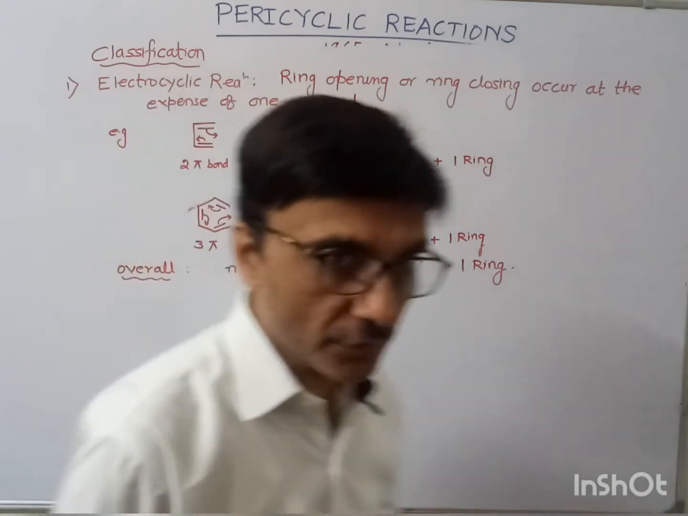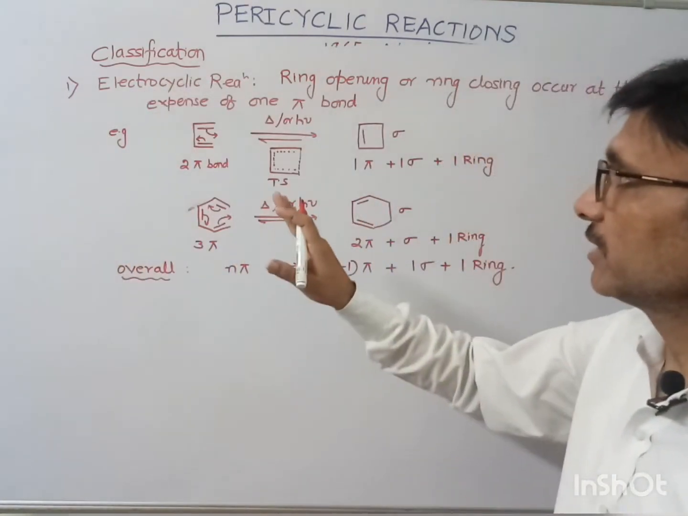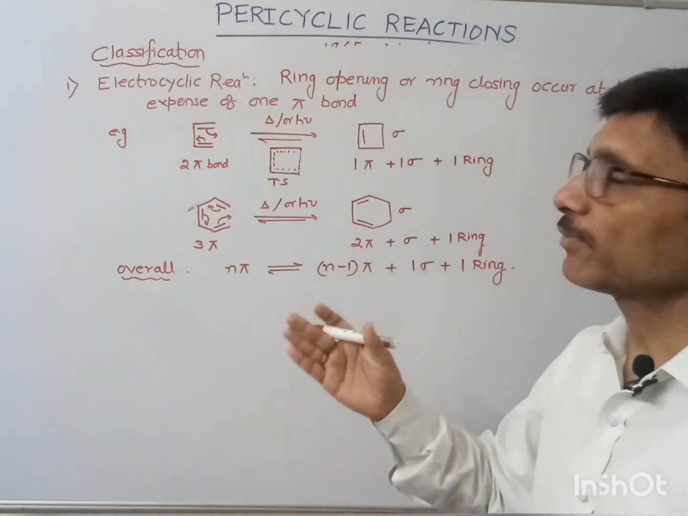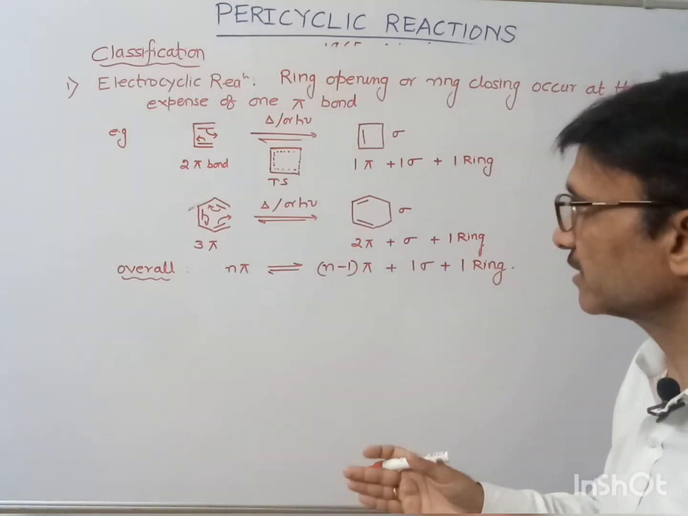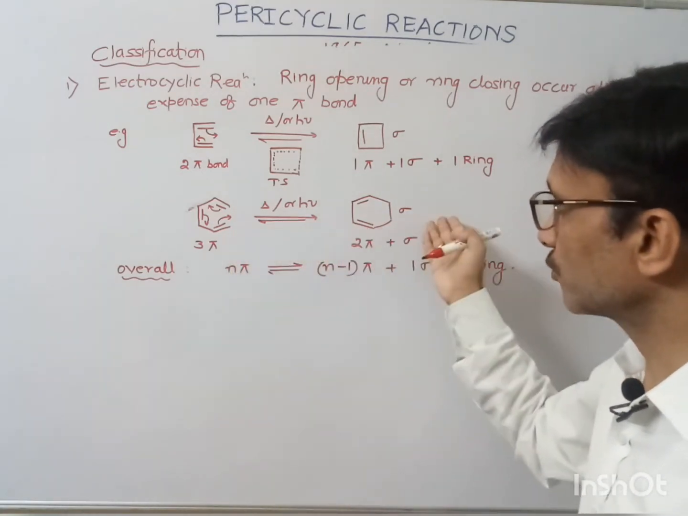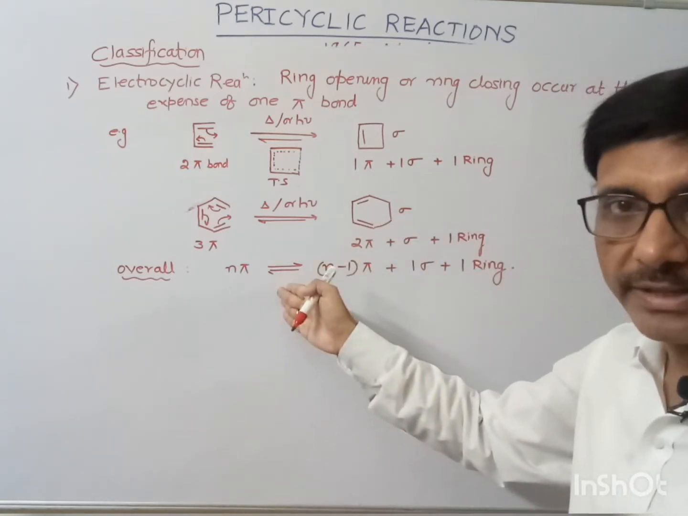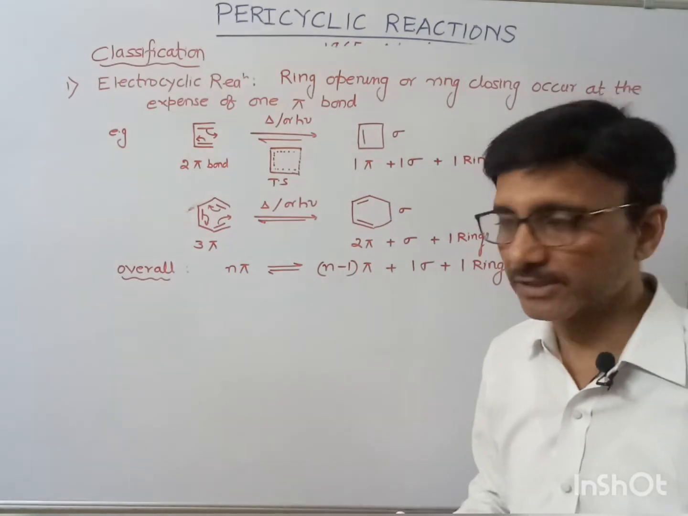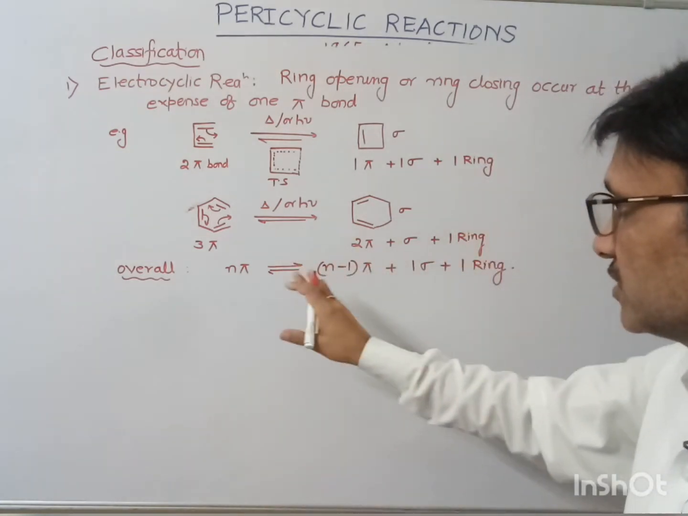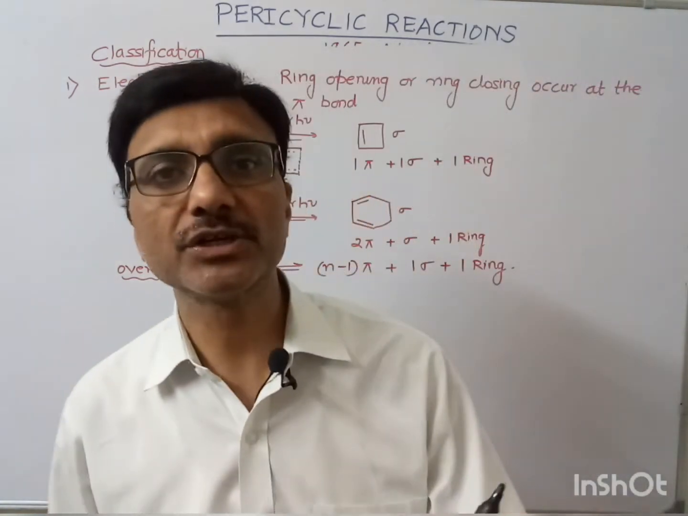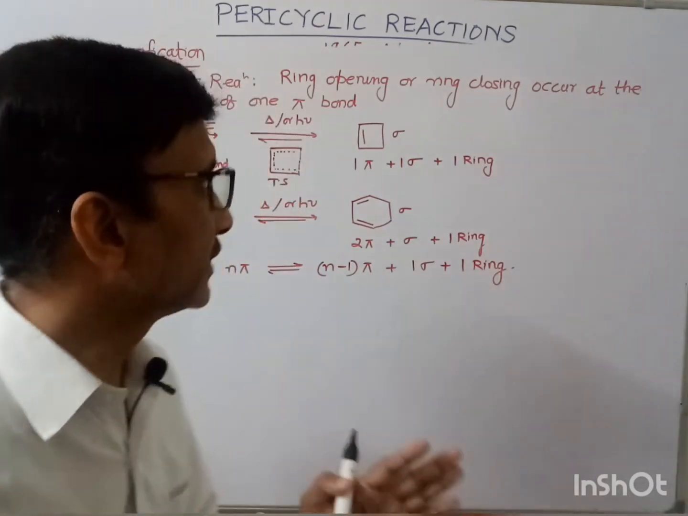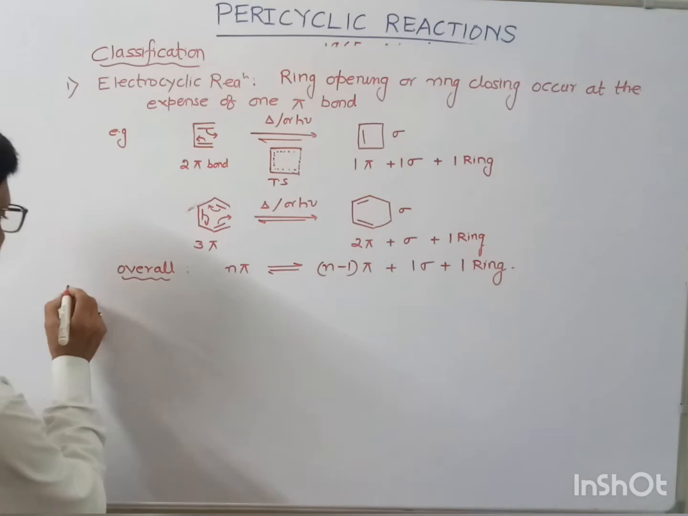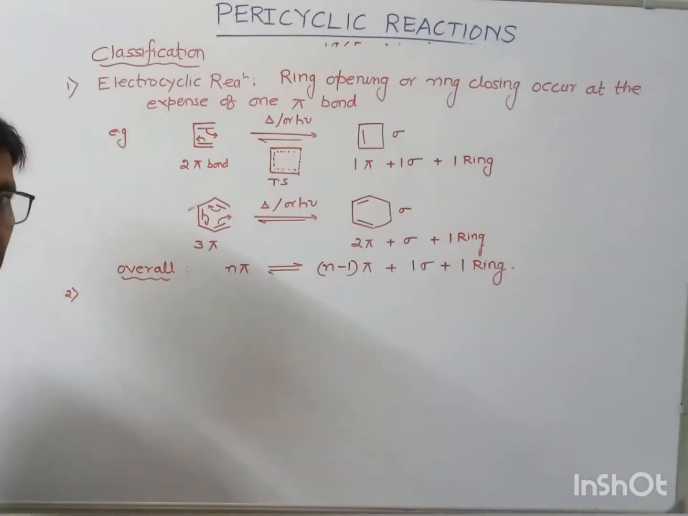So if you are told to find out what type of pericyclic reaction it is, and you see the reactant and product follow this rule, then you can say that this reaction is a pericyclic reaction. If this rule is followed, and the reaction is pericyclic, then that reaction is the electrocyclic reaction. Okay, so this is about the electrocyclic reaction.